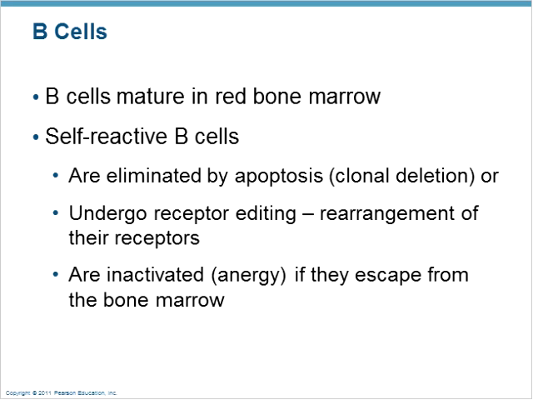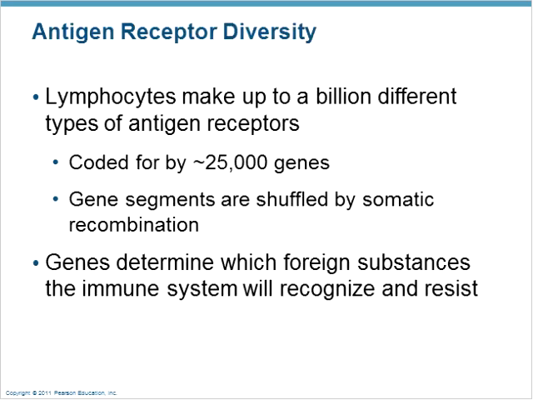B cells, which are in the bone marrow, and the self-reactive B cells are eliminated by apoptosis, clonal deletion, or undergo receptor editing. That's the rearrangement of the receptors. They're inactivated, it's called anergy, if they escape from the bone marrow. So that's just a way of managing things in a normal way.